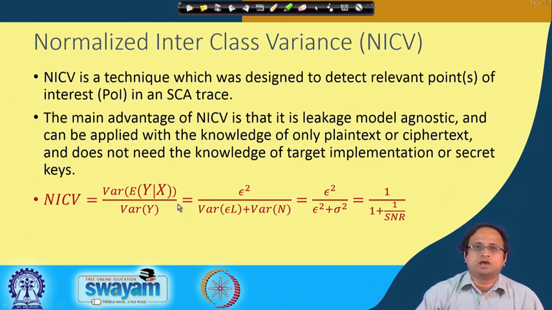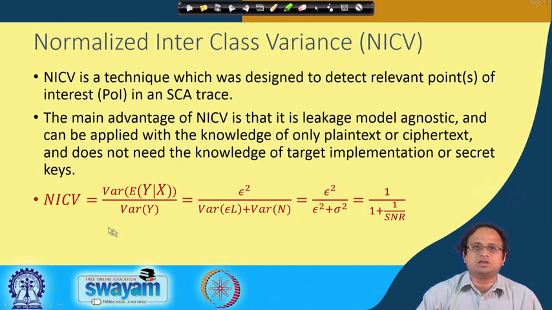Now, NICV, as I defined, was the variance of E y given x divided by the variance of y. The numerator is again epsilon square, exactly as we have seen previously, and for the denominator we have the variance of epsilon L plus the variance of n. The variance of epsilon L is nothing but epsilon square, again remembering that the variance of L is 1, and the variance of n is sigma square. So, you have epsilon square divided by epsilon square plus sigma square, and if you divide the numerator and the denominator both by sigma square, you get SNR divided by 1 plus SNR, which is 1 divided by 1 plus 1 by SNR.